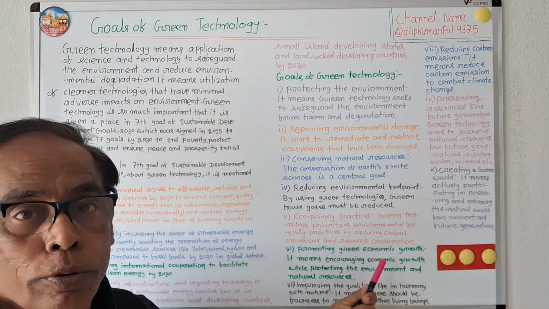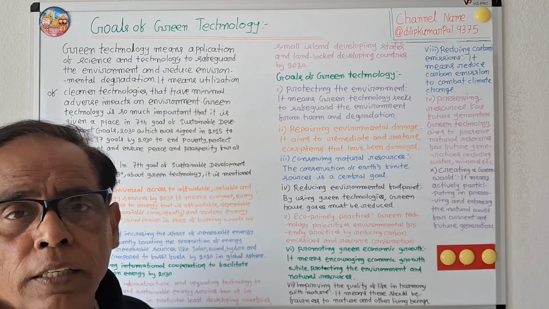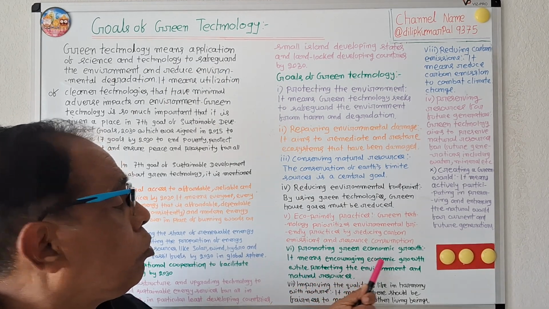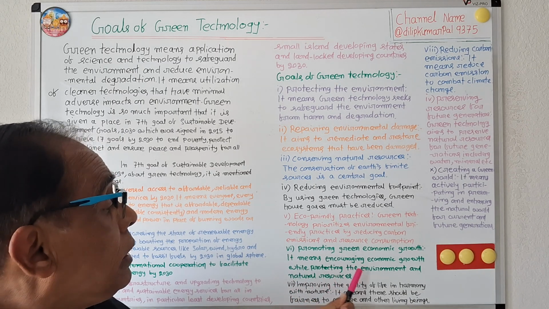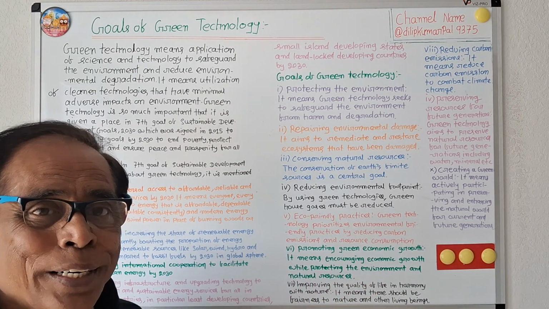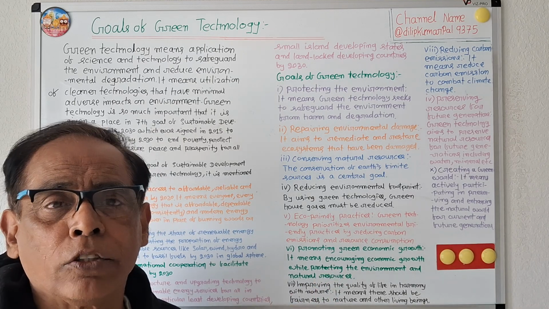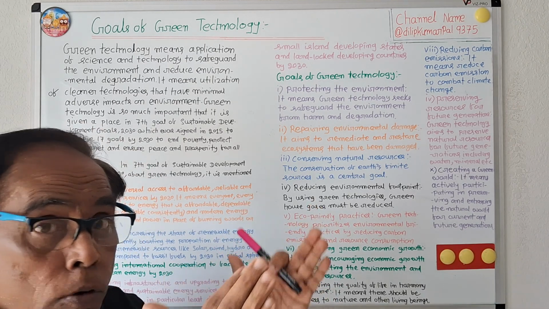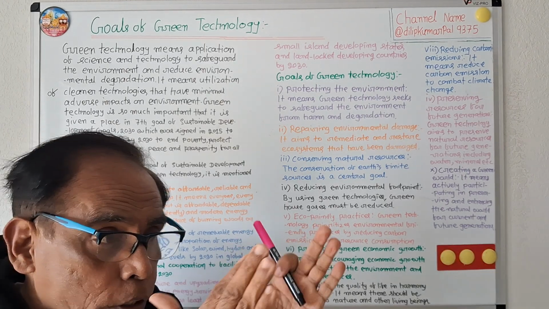Six, promoting green economic growth. Another objective of green technology is to promote green economic growth. It means encouraging economic growth while protecting the environment and natural resources. Economic growth will be made in such a manner that the environment will be protected and natural resources will be protected.